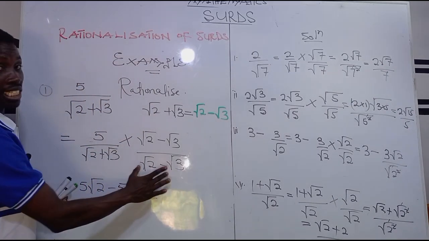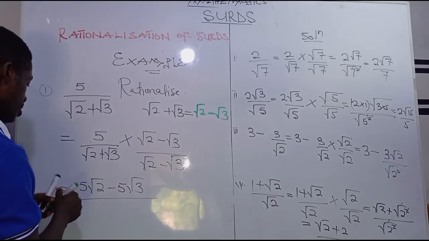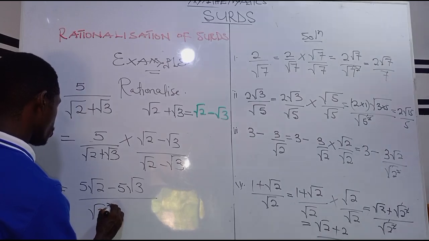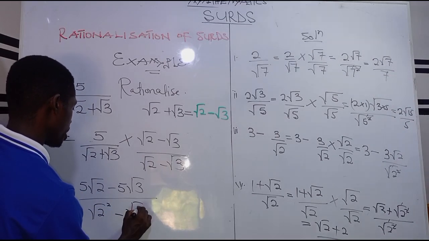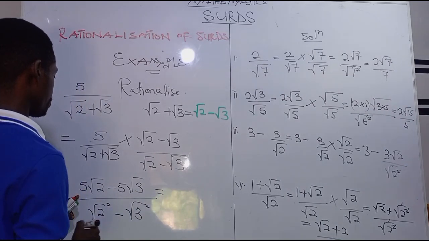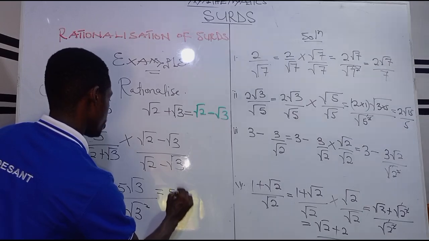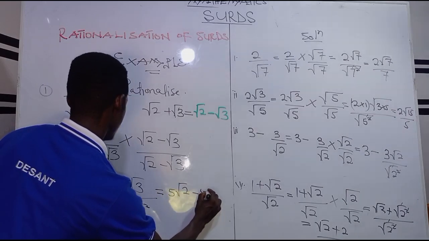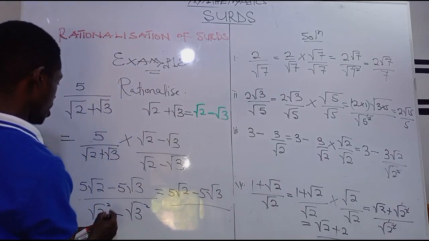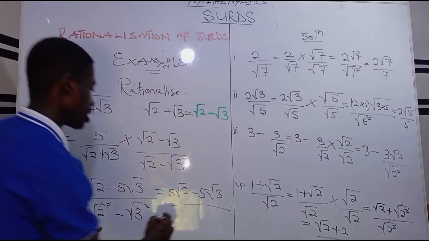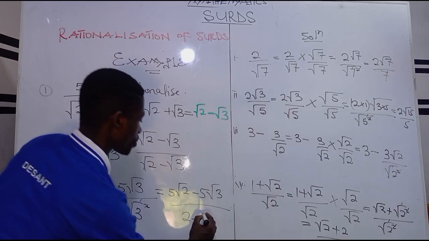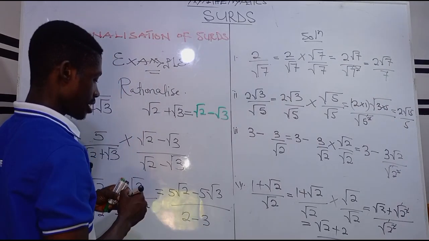So always we take the negative part, okay? So let's take the negative part and then we square them. So we have 2, we square it, we count for the root 3, we square it. So we are going to get 5 root 2 minus 5 root 3 all over. Now the square will cancel the radicals and we are left with 2 minus the square will cancel the radicals and we are left with 3.